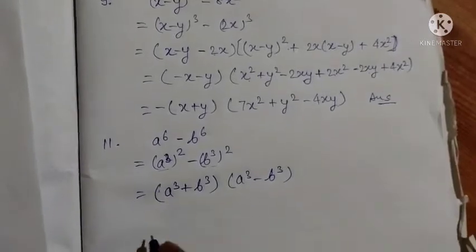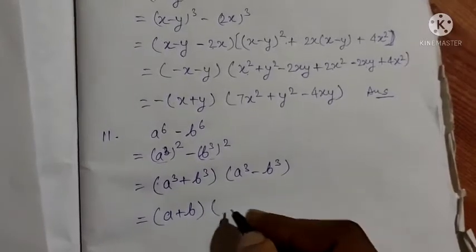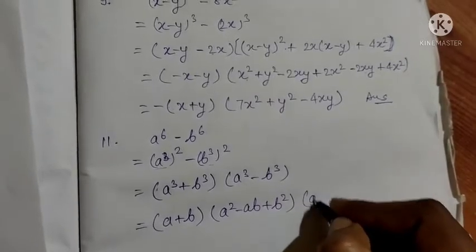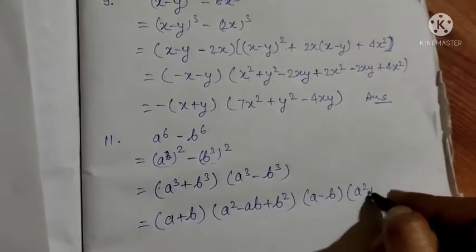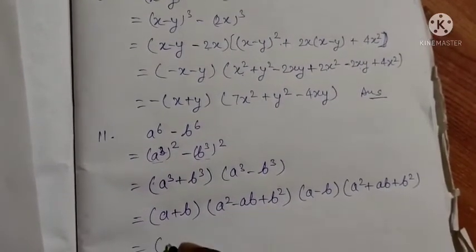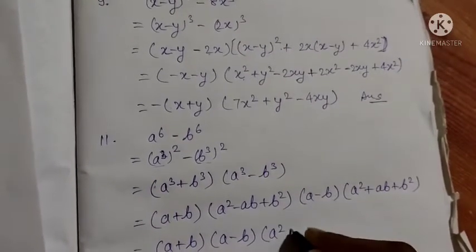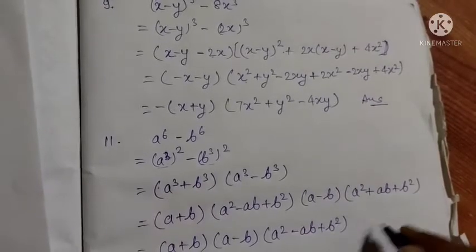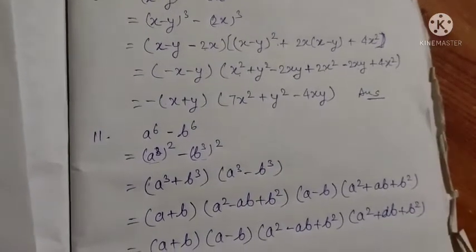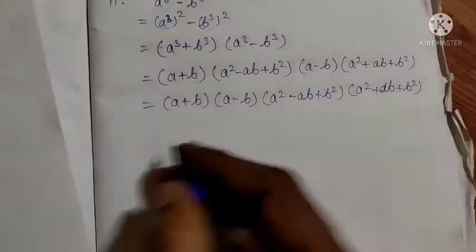Now it is also in the formula, hence it will be (a plus b) into (a square minus ab plus b square), and it will be (a minus b) into (a square plus ab plus b square). Now by arranging this, it will be (a plus b) into (a minus b) into (a square minus ab plus b square) into (a square plus ab plus b square). Okay, this is your answer.